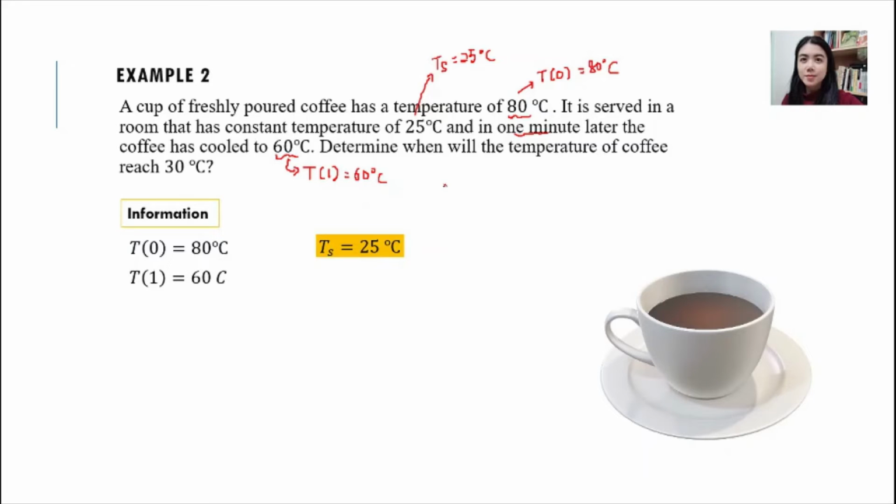Now what is the question for this example? The question asks us to determine when the temperature of the coffee will reach 30 degrees Celsius. So when means that we are interested to know the time. So what is the time when the temperature of the coffee reaches 30 degrees Celsius? Mathematically you can write it in this way: the temperature at the time, which is unknown, is equal to 30 degrees Celsius. So this is for example 2.